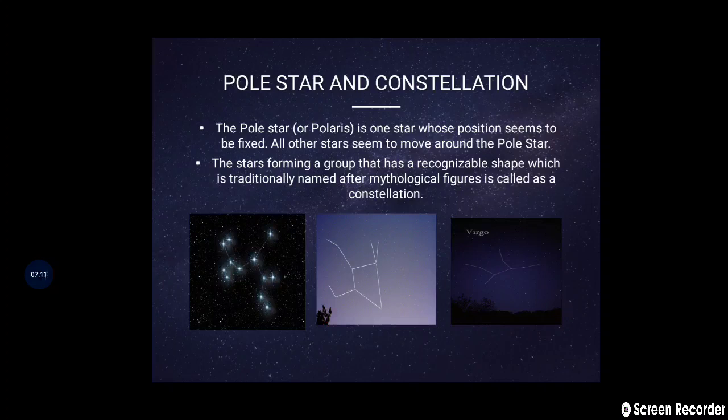Now talking about constellations. The stars forming a group that has a recognizable shape, which is traditionally named after mythological figures, is called a constellation. You may have heard about these. They are very interesting. Some of them are in spoon shape. The examples of constellations are Scorpio, the Hunter, the Scorpion, Virgo, etc.